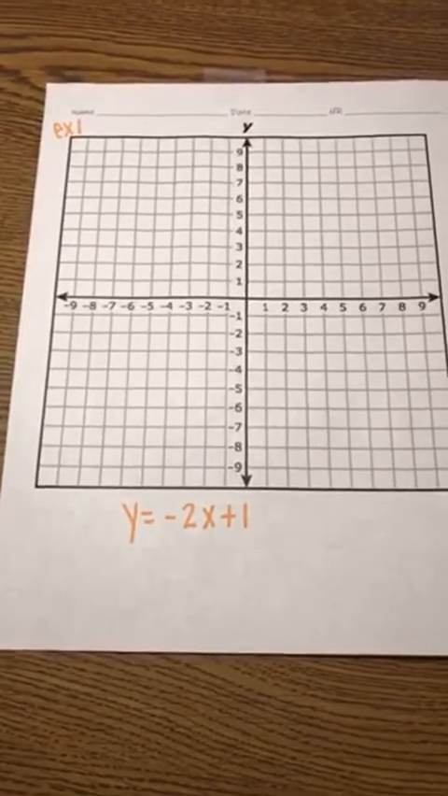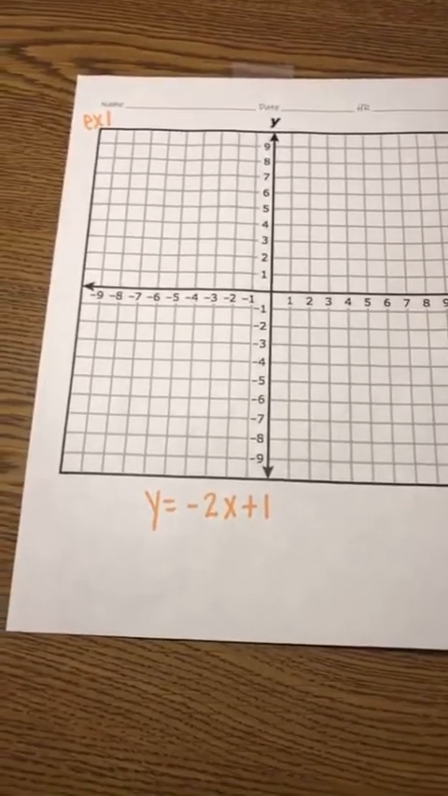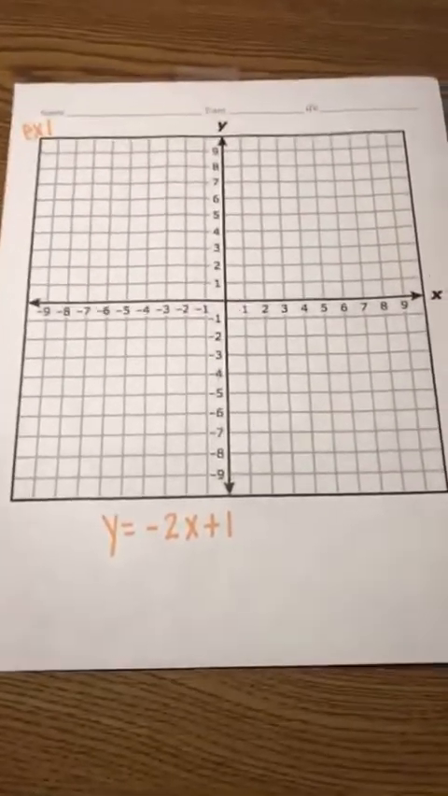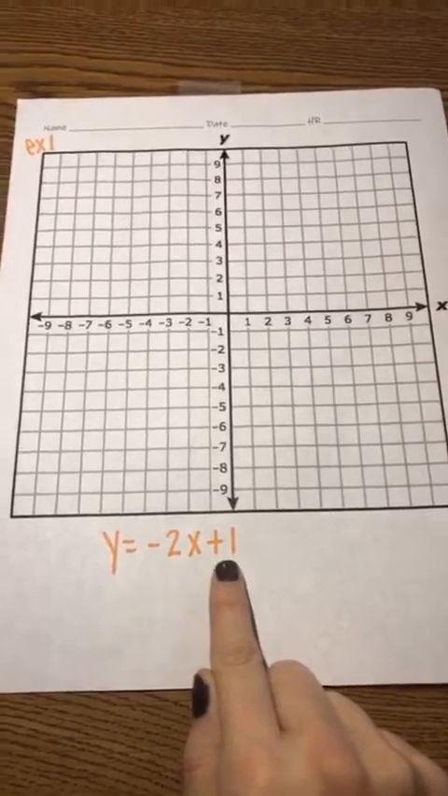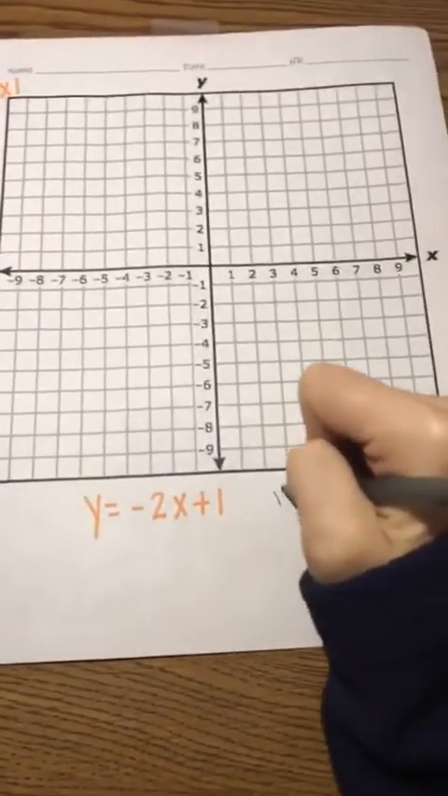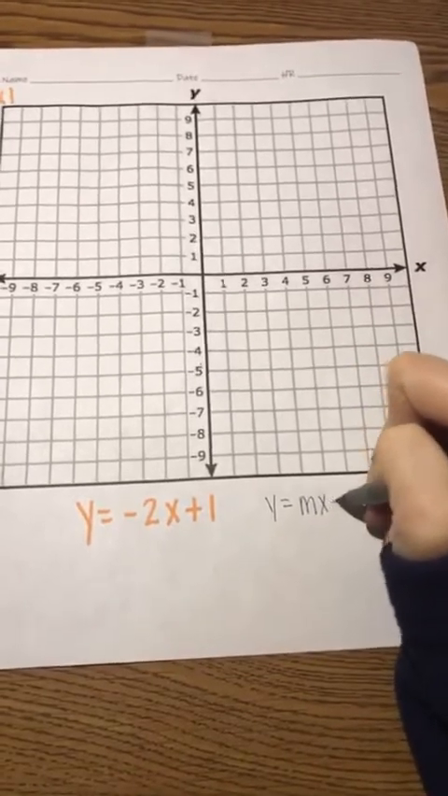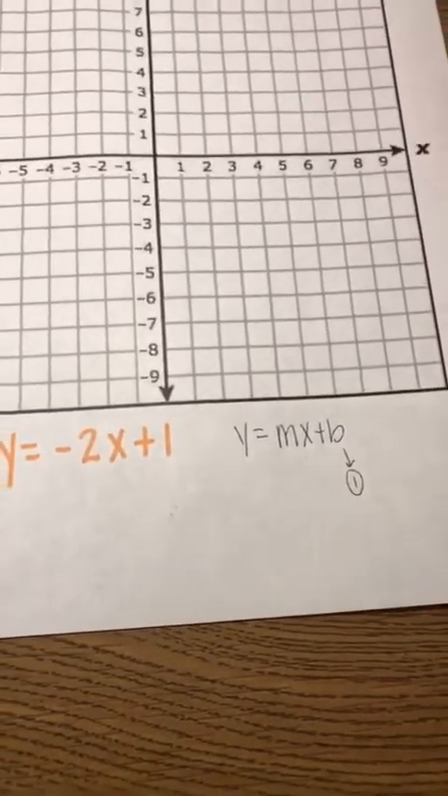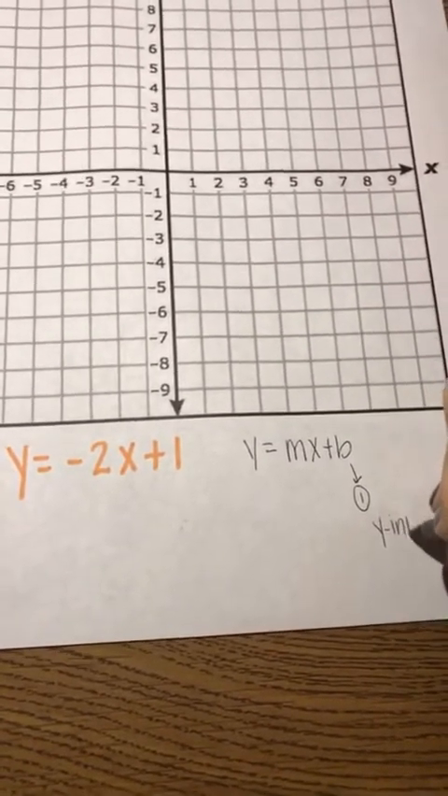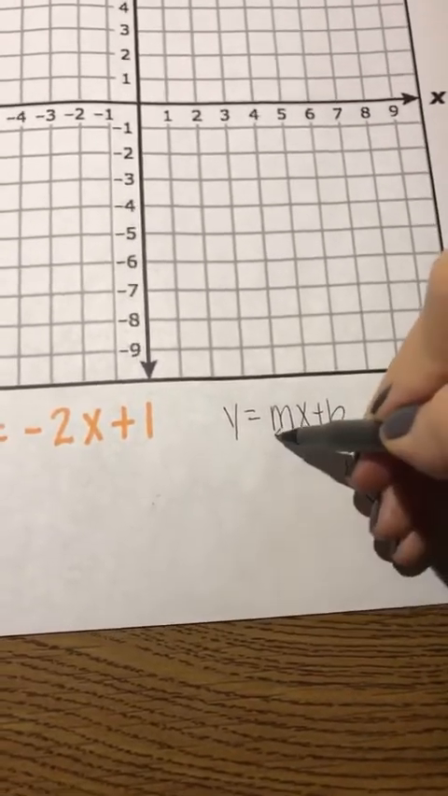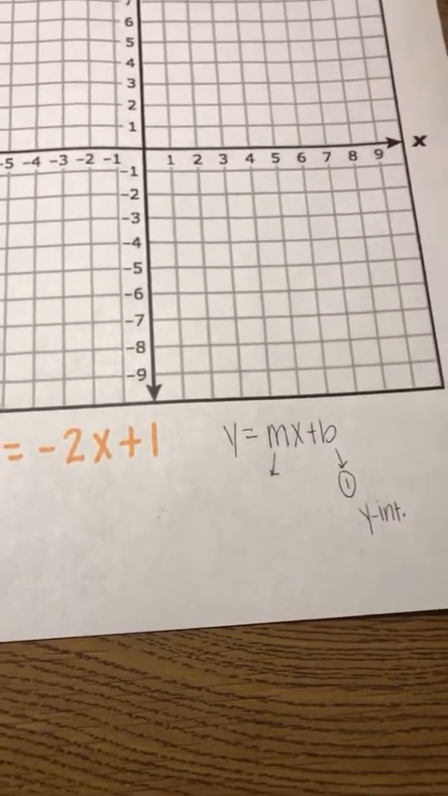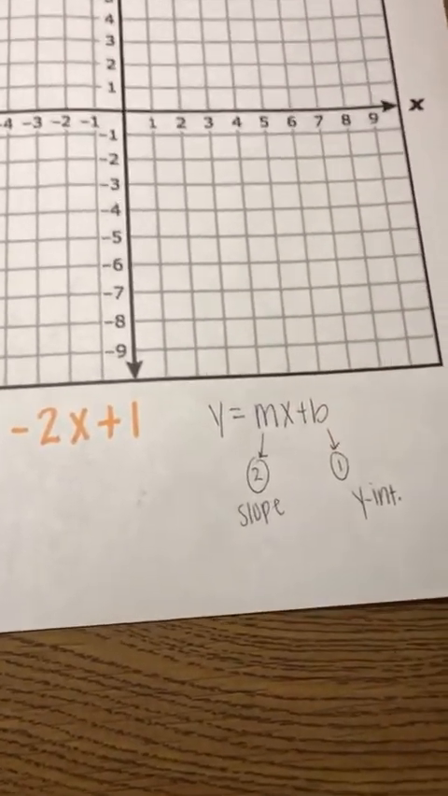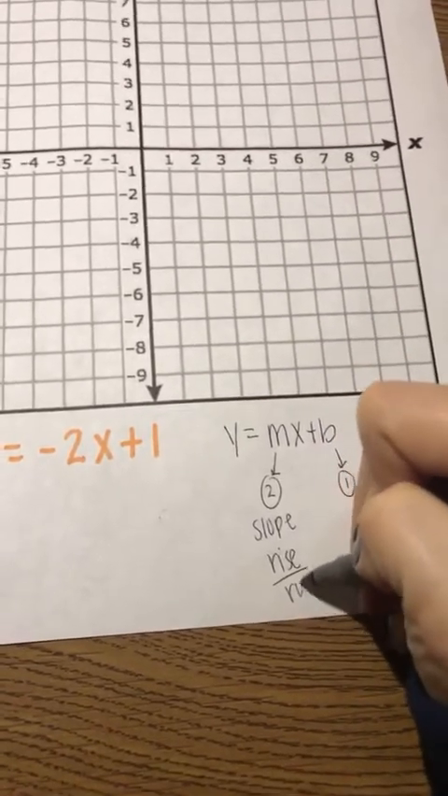Today we are going to do a video on how to graph equations written as y equals mx plus b. So this is example 1. It is y equals negative 2x plus 1. Just to review, y equals mx plus b. The very first step that you do is the b, which is your y-intercept. The very next step you do, which will be the m, is your slope. And we know slope as rise over run.